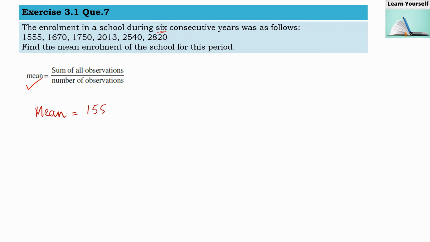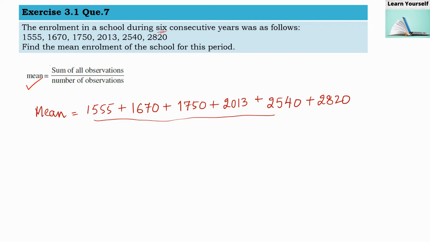Here the mean equals, we have to add all these observations: 1555 plus 1670 plus 1750, 2013, 2540, 2820. Now how many observations are there in total? 1, 2, 3, 4, 5 and 6 observations are there. So we are going to divide this total by 6.